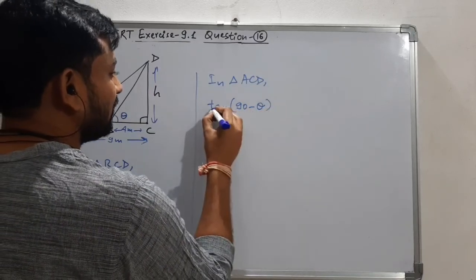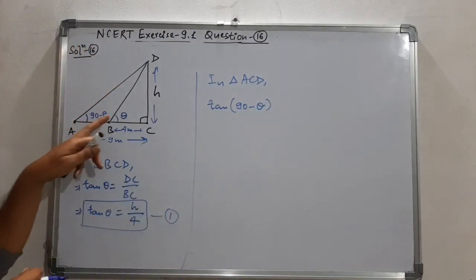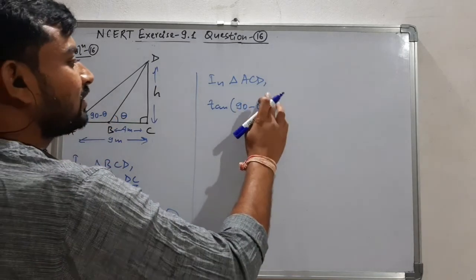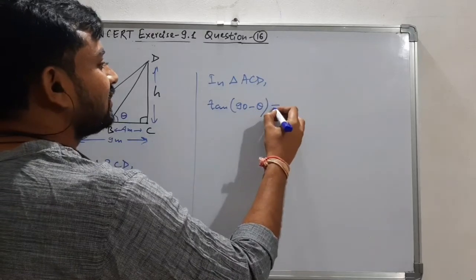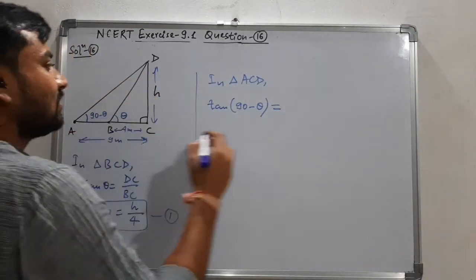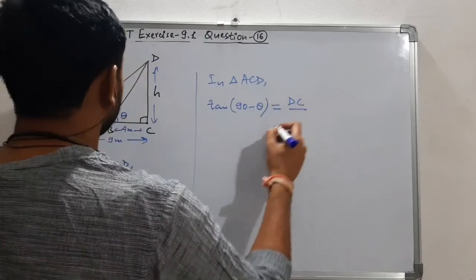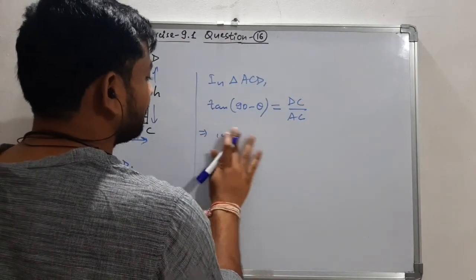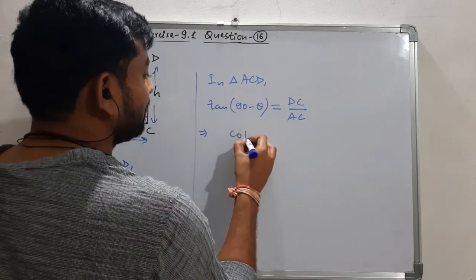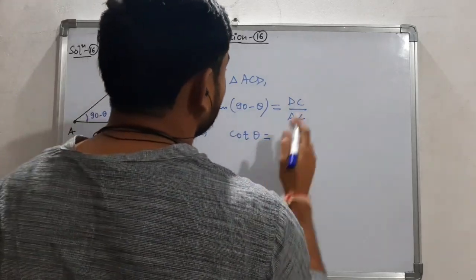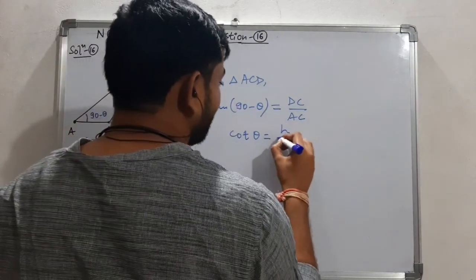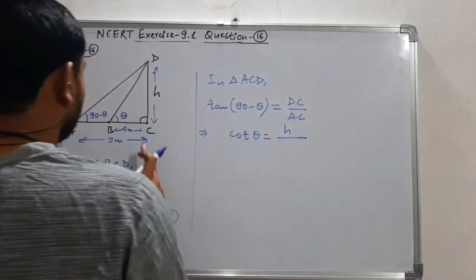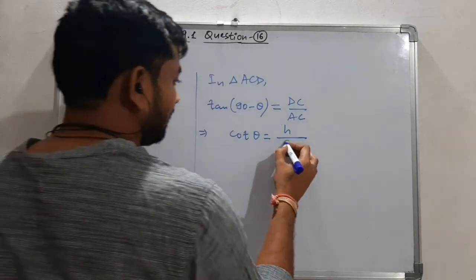Why? Because it is a complementary angle, so if this is theta, the other angle will be 90 minus theta. So I have to take here tan 90 minus theta. The perpendicular in this case is DC and the base is AC. Now tan 90 minus theta, which is nothing but cot theta, is equal to DC, which I assumed as h and want to calculate, and the distance AC, which is given in the question as 9.